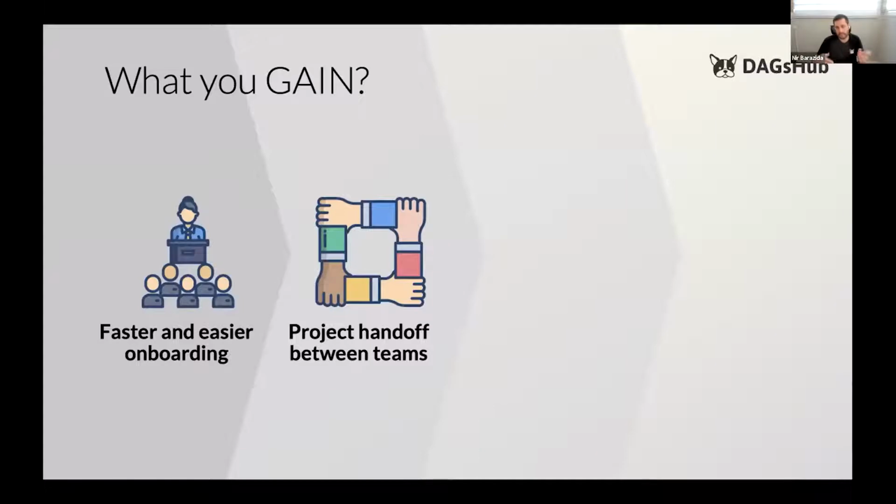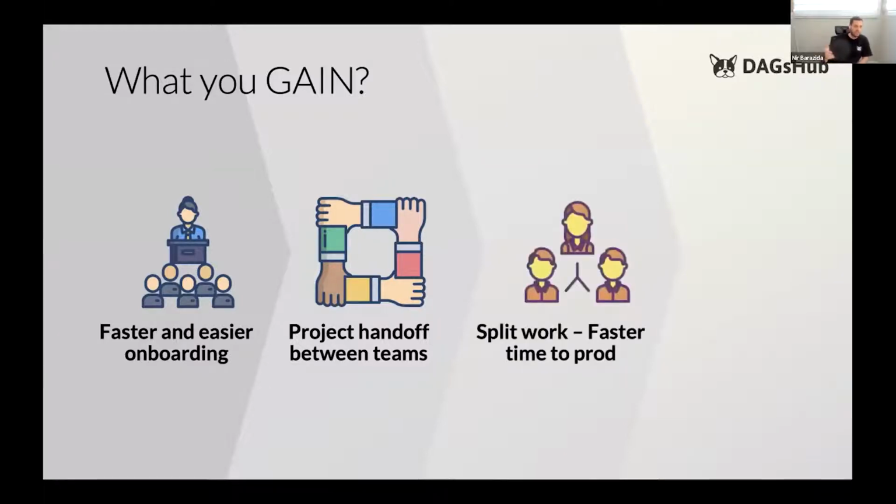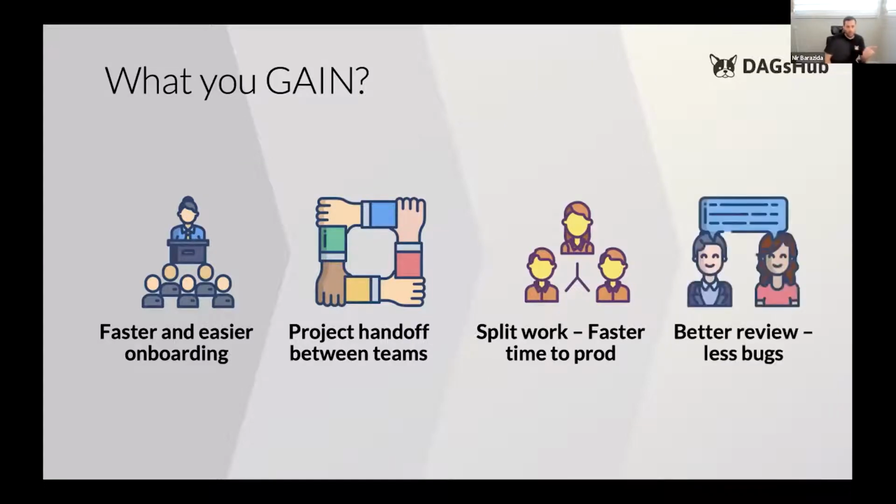So the MLOps team can simply take it and deploy the models, and they have the specific Git commit that they need to deploy, also using CI/CD tools. You can also split work between team members and work faster and reduce the iteration time from research to production. And last, reviewing each other's work is much more efficient, easy, and less bug-prone.